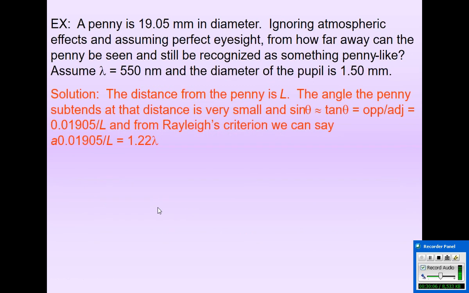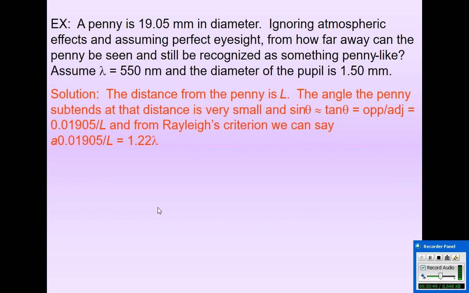Let's apply the Rayleigh criterion to the situation of a penny. A penny is 19.05 millimeters in diameter. They're all fixed to be the same size. We're going to pretend that there are no issues with the atmosphere, like a fog or anything like that, and we're going to assume that you have perfect eyesight. And the question is, how far away can we be from this penny and still say, yeah, I think that's a penny? We're going to assume that the wavelength of light is 550 nanometers and that the diameter of the pupil is 1.50 millimeters.